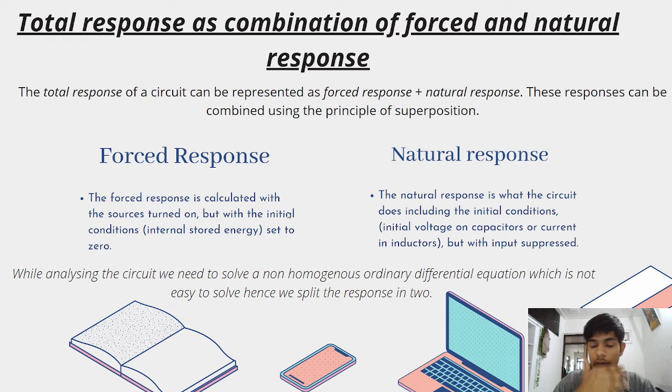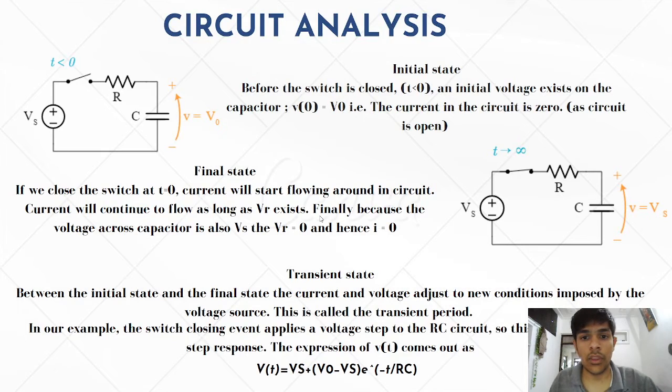Forced response means we set the initial conditions to 0. That means the capacitor which we treated as having initial voltage V naught, we will set it to 0 and then calculate what will be the response of the circuit. And secondly, to find the natural response, we will eliminate the input voltage and it is more like a discharging RC circuit with the initial condition on the capacitor as it is, unlike the forced response.